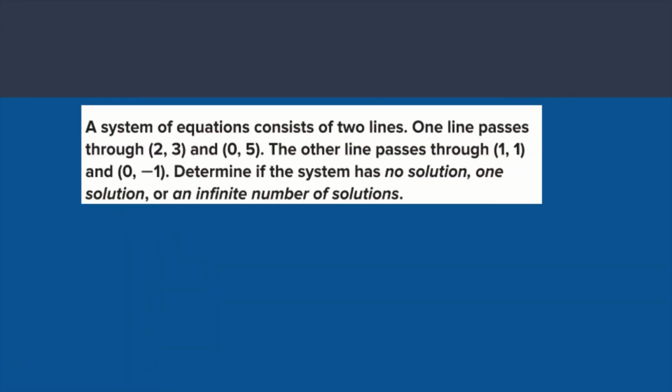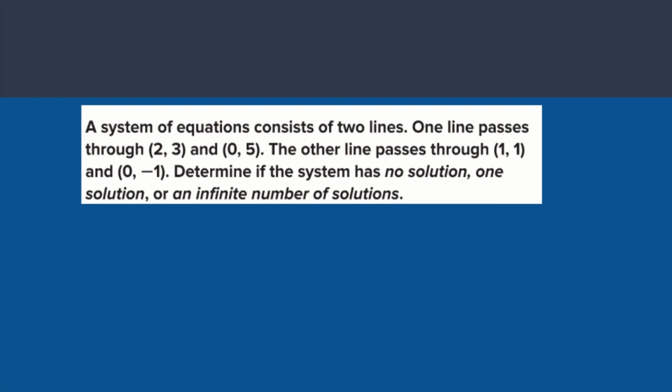So a system of equations consists of 2 lines. One line passes through 2, 3 and 0, 5. And the other line passes through 1, 1 and 0, negative 1. Determine if the system has no solution, one solution, or an infinite number of solutions.